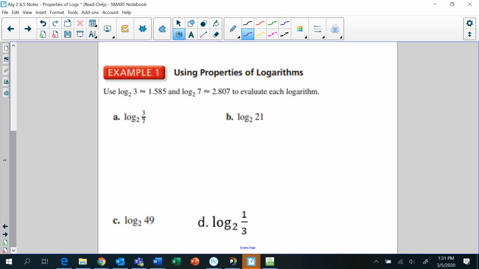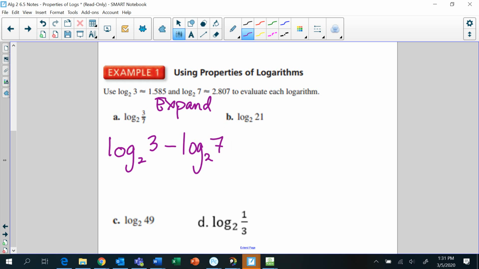3/7 has a fraction bar, and fraction bar being division. So because it's division, we will use subtraction. We're going to expand this logarithm into two separate logarithms, log base 2 of 3 minus log base 2 of 7. How do you think I knew to put the 3 first? Because it was on top. So that's expanding it out. But I'm not going to find an answer. I'm just going to leave it like that. They want us to find an answer. I'm not doing that part, okay?